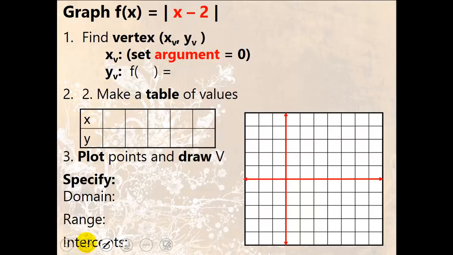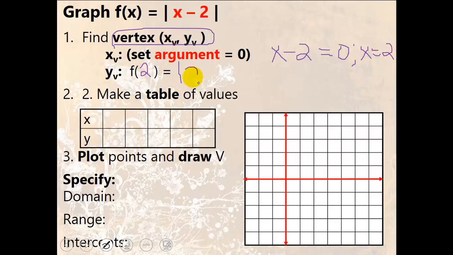Let's try another one. Again, what's the place you have to start? You have to find that vertex. That's the most important point on an absolute value function. So I'm going to set my argument equal to 0. So x minus 2 equals 0. That means when I solve for it, x is equal to 2. Now I take 2 and I plug it into my function, and I get the absolute value of 2 minus 2. And what do I get? The absolute value of 0, which is equal to 0. So I get the point 2, 0.